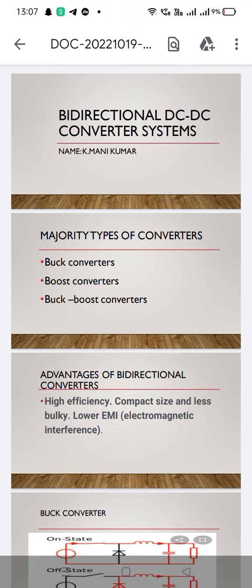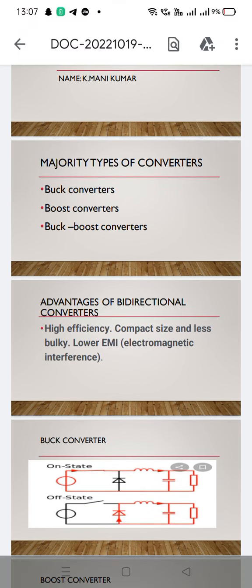These are the main types of converters. Now take a look at this for some time.